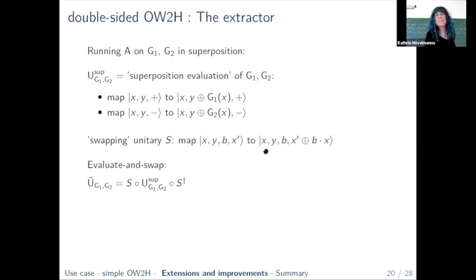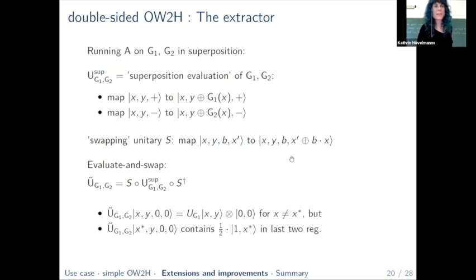Just keep in mind that X is pushed into the last register conditioned on B. Okay, and now combining those two unitaries into one, we get an evaluate and swap unitary. And this we will now use to exploit our adversary in a way such that the desired pre-image will be extractable from the last register.